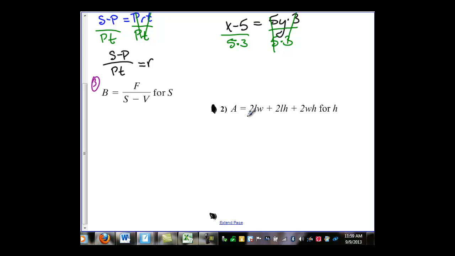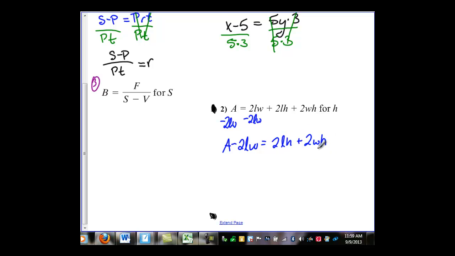We're going to start off the same way, though, by adding or subtracting anything we can that doesn't have an H. So there's H in both of these, which means we got to move this. So we can subtract the 2LW from both sides. So we end up with A minus 2LW equals 2LH plus 2WH. All right, now we can't really just divide yet because we have an H in 2 parts.